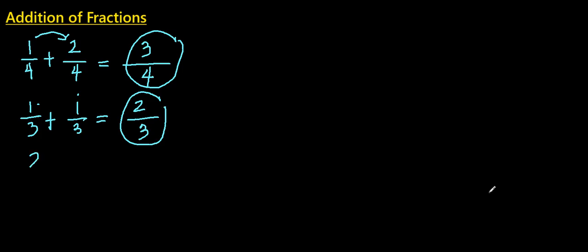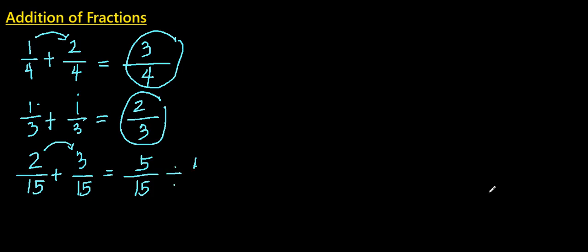Another example, 2/15 plus 3/15. Copy the denominator, 15. 2 plus 3 is 5. In this case, we have to reduce this to lowest term. So the common factor is 5/5. 5 divided by 5 is 1. And 15 divided by 5 is 3. So the final answer is 1/3.